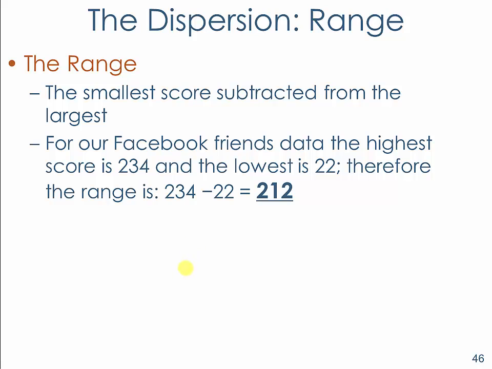So normally somebody will say, what is the range of our Facebook users' friends numbers, and we'll say, oh, it's between 22 and 234. Statistically, however, the range is actually that difference. So the range is 212 Facebook users, or Facebook friends, excuse me.